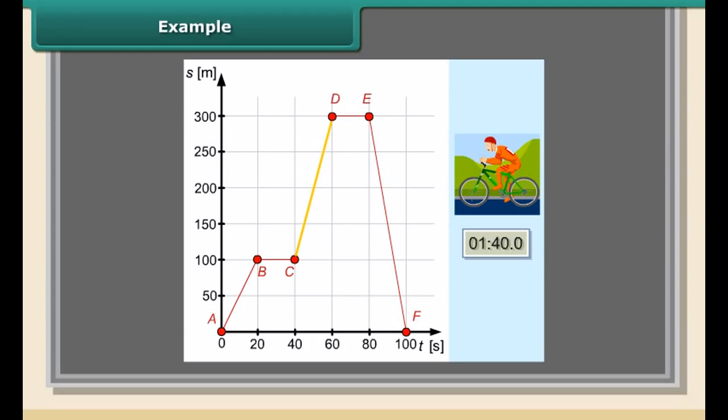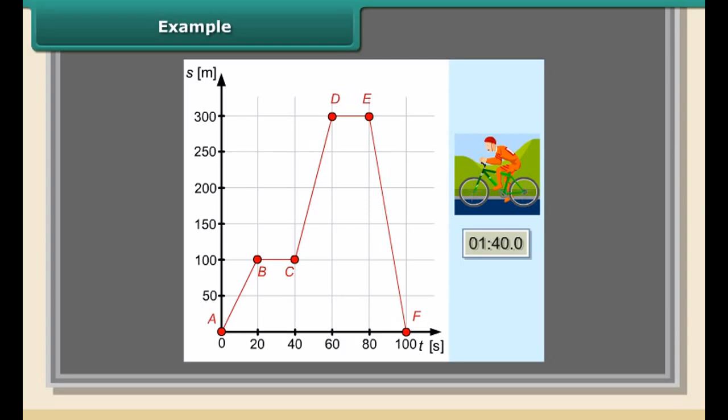Segment BC indicates that the cyclist stopped after having traveled a distance of 100 meters. From segment CD, we can see that the cyclist went on to move with a greater speed. In 20 seconds, he covered a distance of 200 meters, which means that he was traveling with a speed of 10 meters per second.